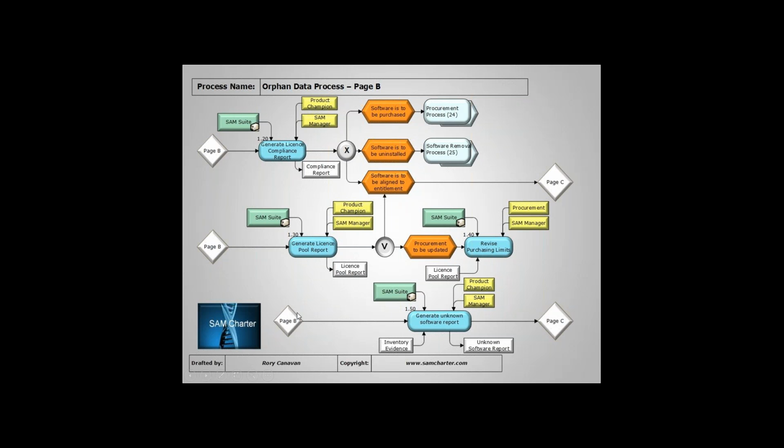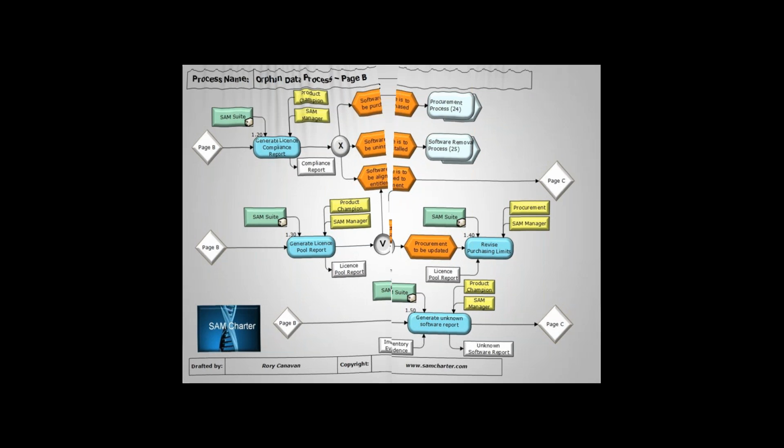Finally, we look at the third stream of activity down here. So this was the software that was purchased and installed but not recognized by the SAM suite. So again, we look to drill down on this and generate an unknown software report here, and then move forward on to page C.